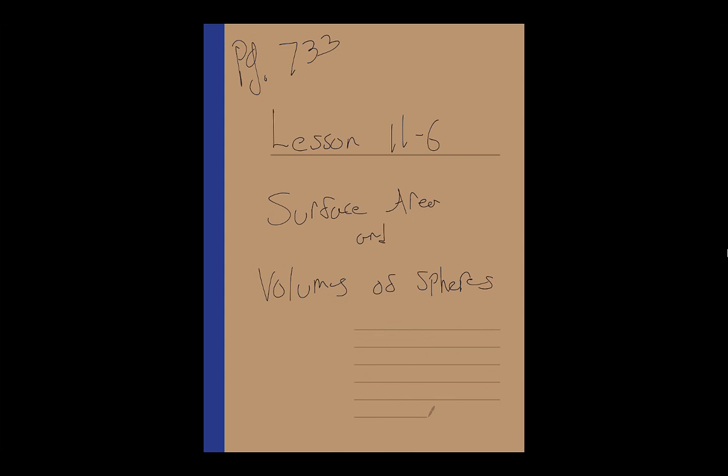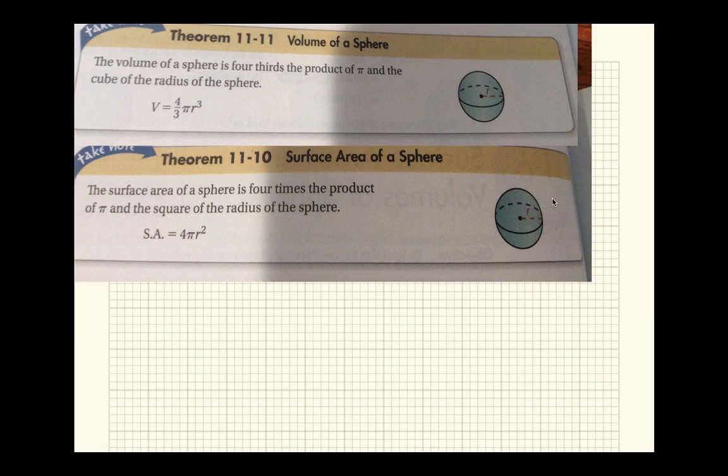a little bit today. So surface area and volumes of spheres. I'm going to be, again, pretty quick. I'm going to show you the formulas, do a couple examples, and we will call it. So here are my two formulas for spheres. The volume is 4/3 pi r cubed. Surface area is 4 pi r squared. These are the two formulas we're going to be using.